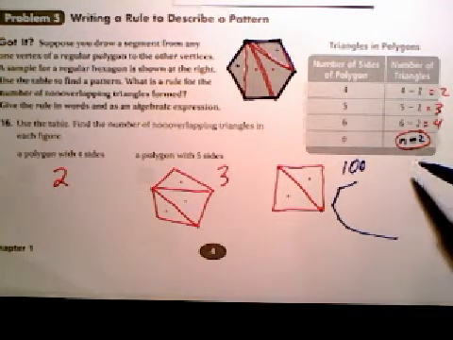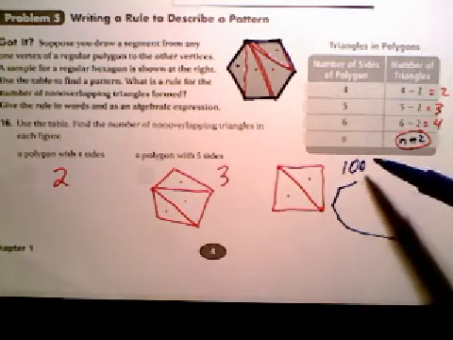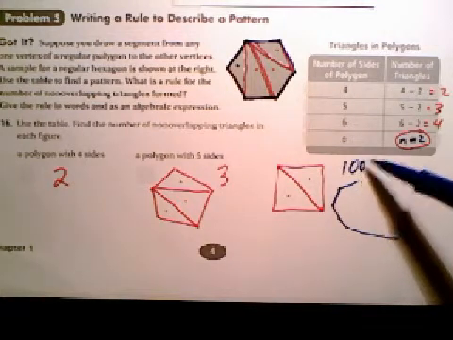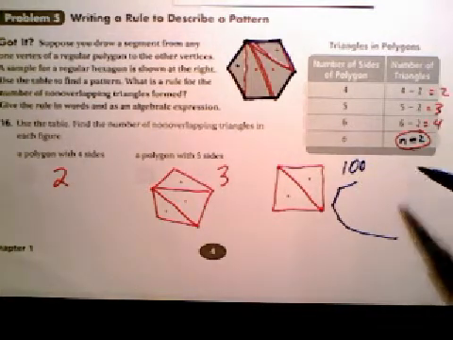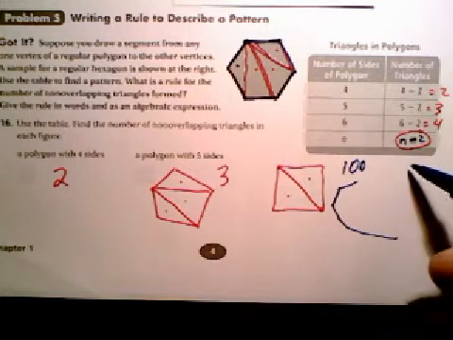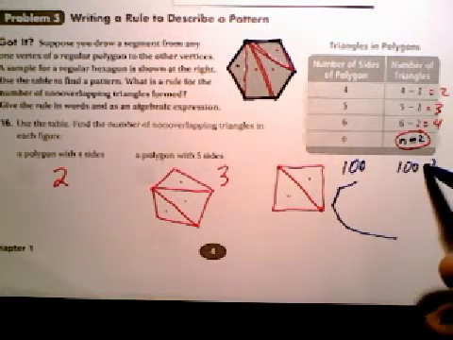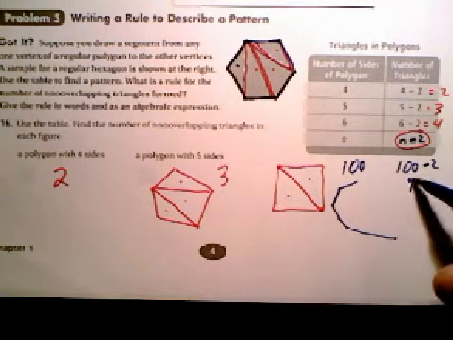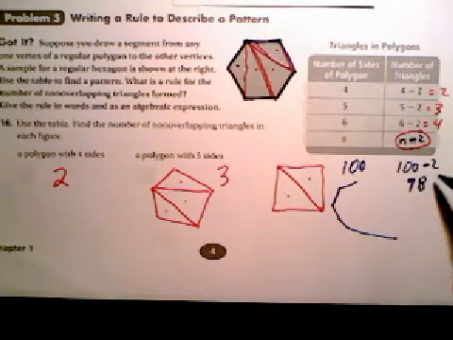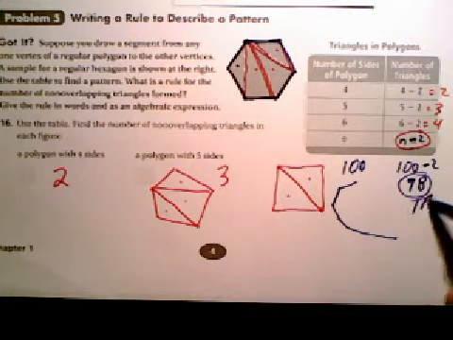So I want you to pause the video and see if you can figure out, if I had a 100-sided figure, how many triangles would be formed. Well, it would be 100 minus 2, because the pattern doesn't change. That's why math is beautiful. Patterns don't change. So 98 triangles.